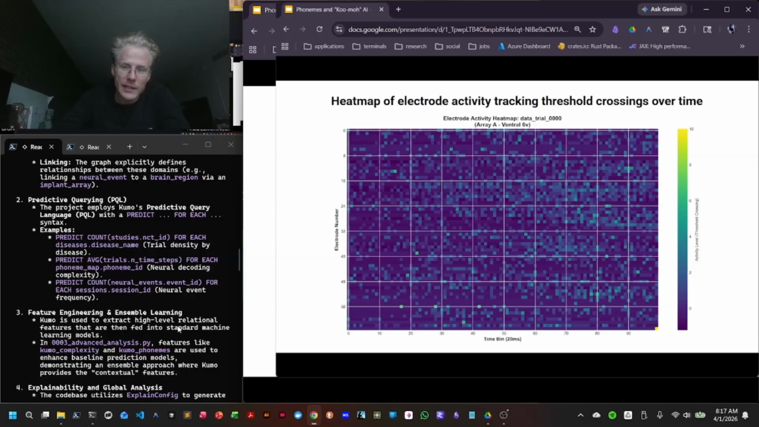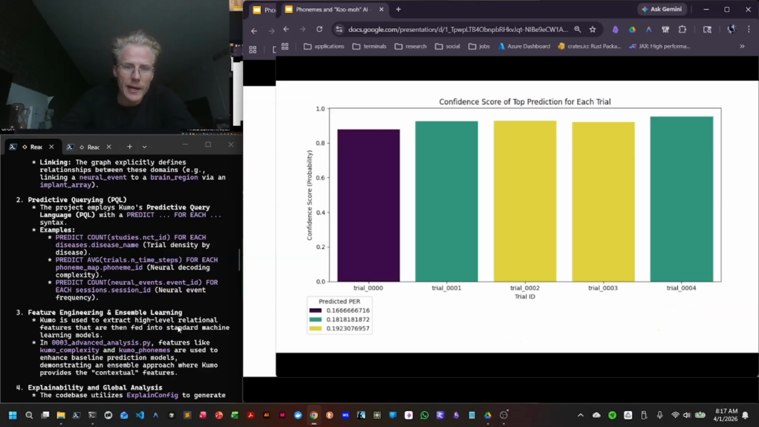The heat map of the electrode activity. This is only one small part on one of the arrays, but how the activity is being binned according to the electrode number and where it's spiking. So this gives an even more accurate vision of where the energy is being fed or where the energy is being felt on the actual array.